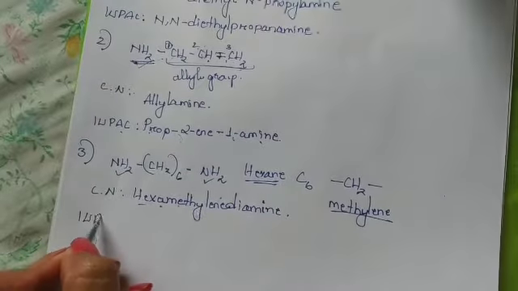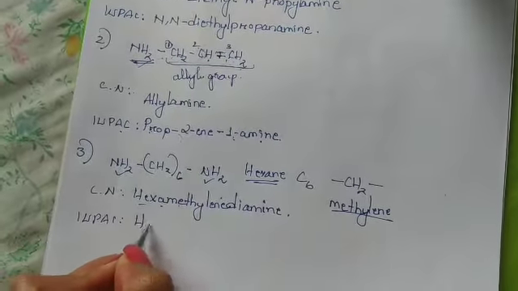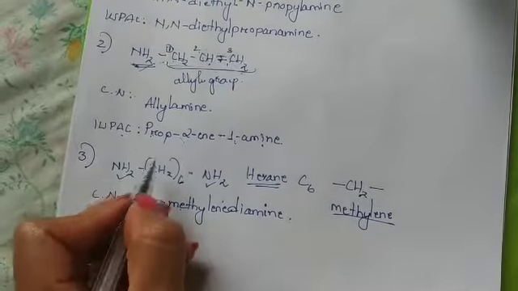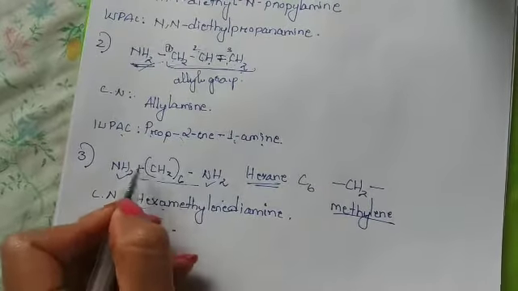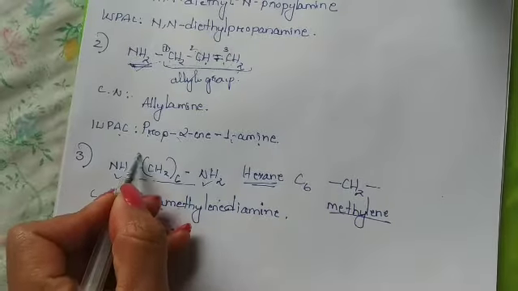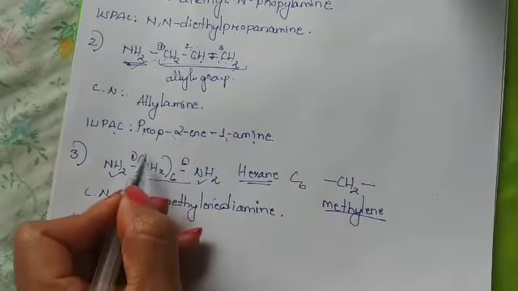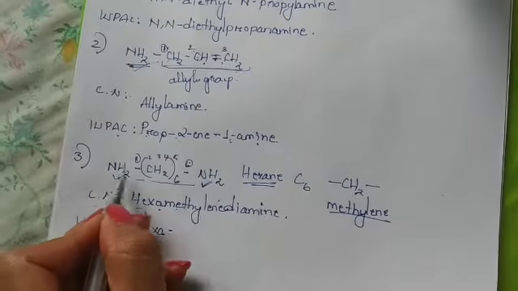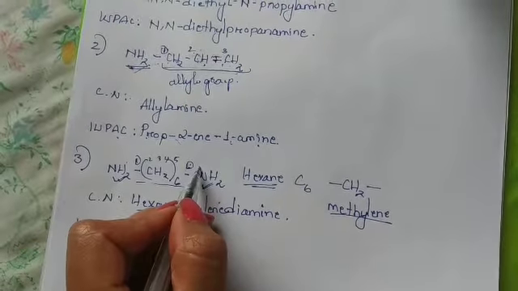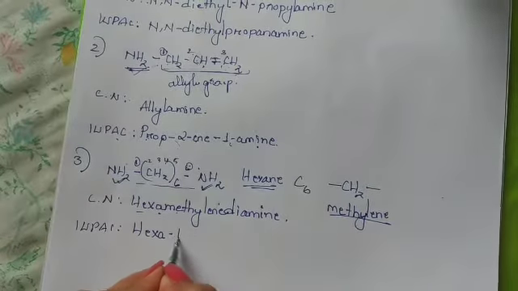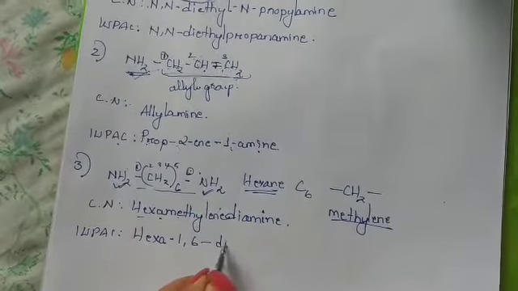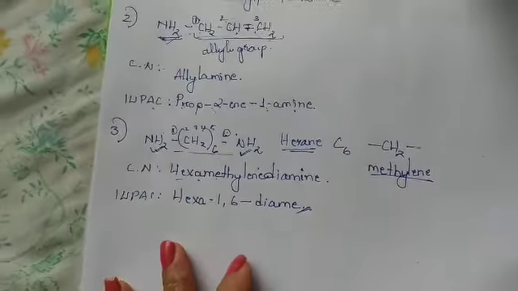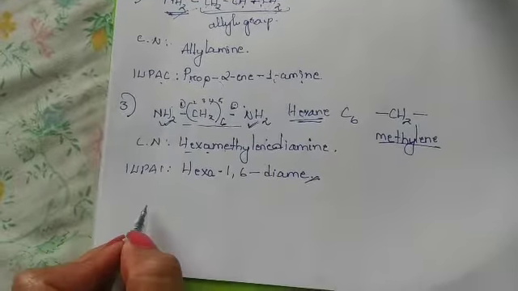And the IUPAC name will be hexane. Now if we arrange all the carbon atoms here, one carbon atom would be here, the sixth carbon atom would be here, 1, 2, 3, 4, 5 and 6 carbon. Therefore the two amine groups are attached to carbon 1 and 6, therefore it will be hexane-1,6-diamine.